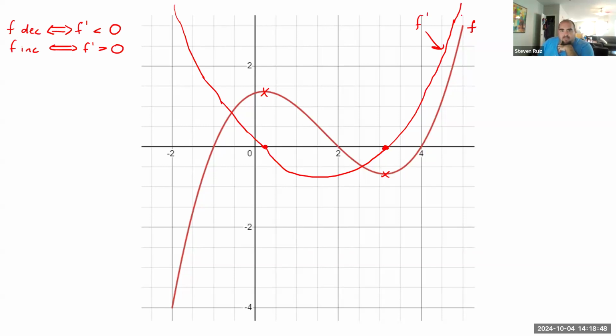All right, so now I got f prime. So what else were we asked to do? We were asked to find f double prime. So how is f double prime related to f?